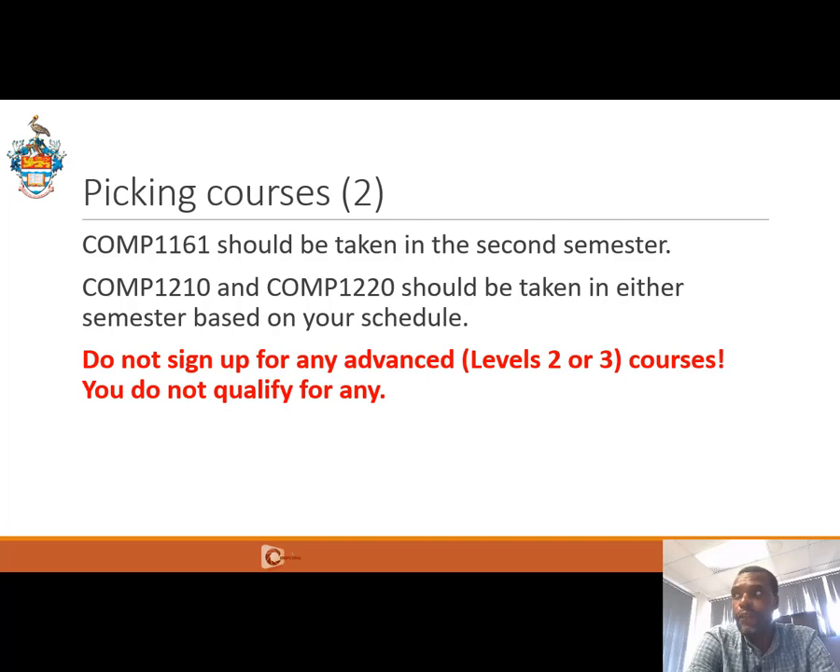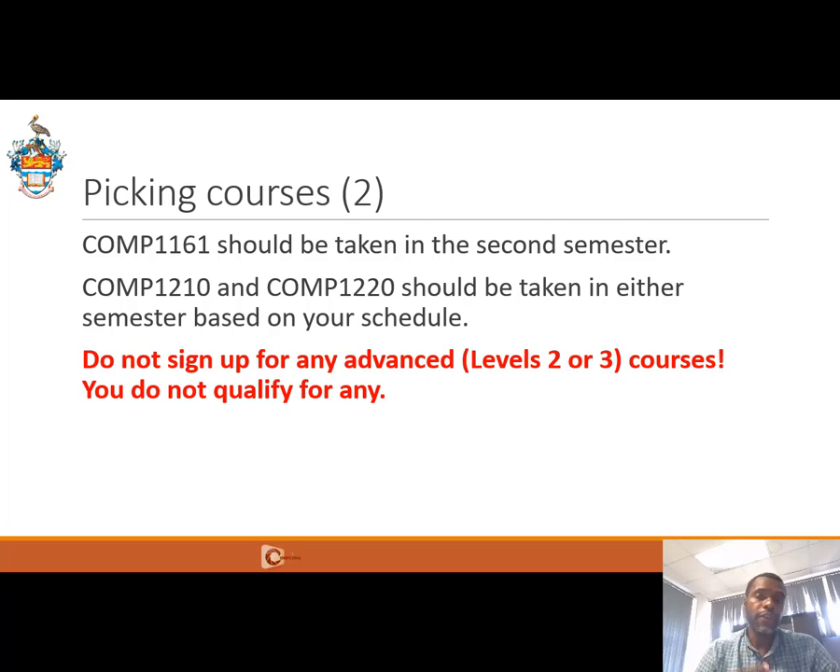Do not sign up for any advanced courses. That's courses, and I'm speaking specifically of computing courses at levels 2 or 3, because you do not qualify for any. There's the added complication that if you sign up for advanced courses and you do not do well, for example, you fail those courses, you're going to already bring down your degree GPA while you're a first-year student. You don't want to do that.